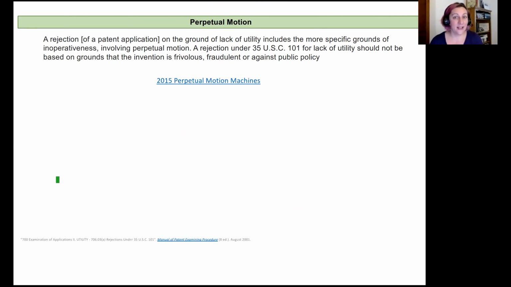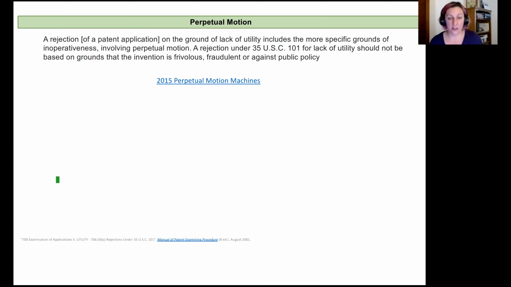The idea of being able to create energy in a cheap, easy, effective way is very, very seductive because we have such an energy crisis at all times in human history. And our ability to innovate and level up our technology really is hampered by how much energy we can put into it. And this is from U.S. patent law, that a rejection of a patent application on the grounds for lack of utility includes more specific grounds of inoperativeness involving perpetual motion.